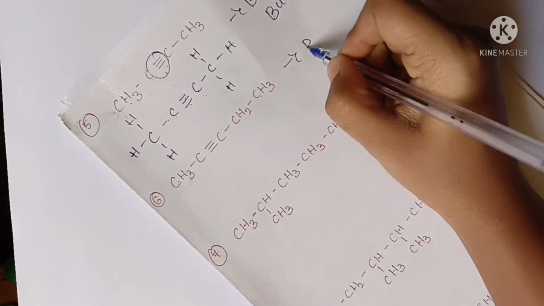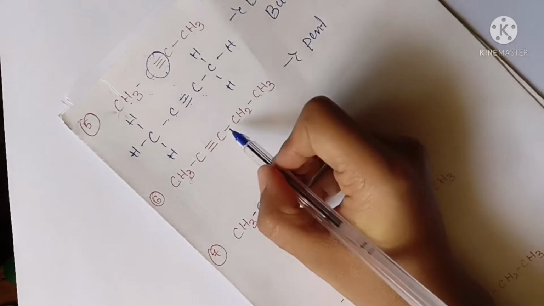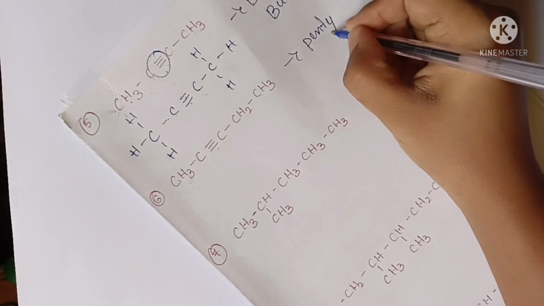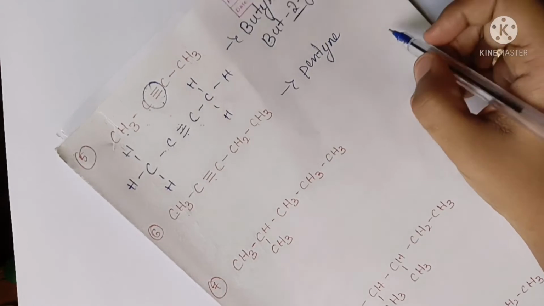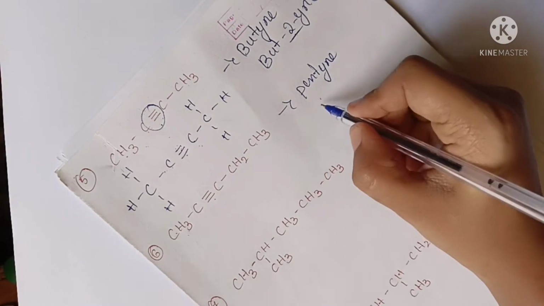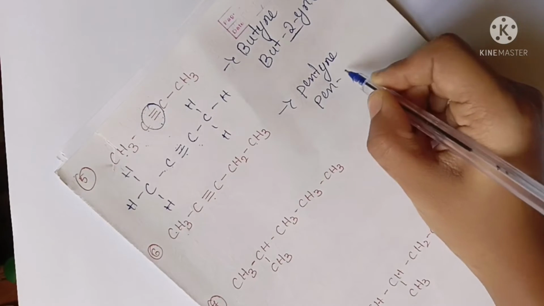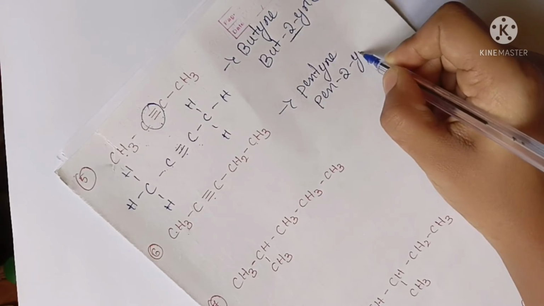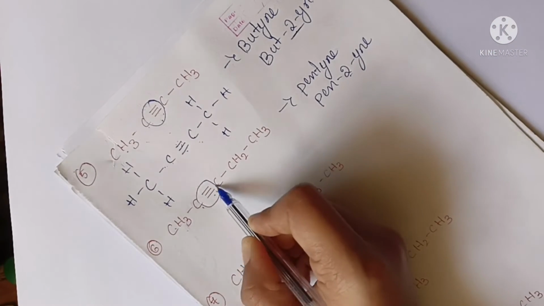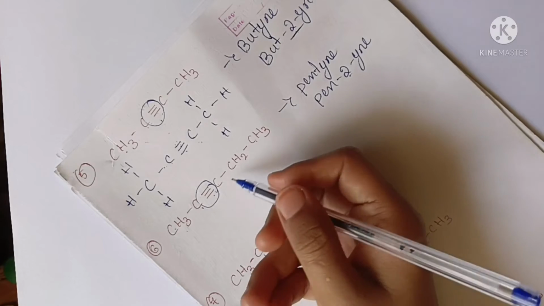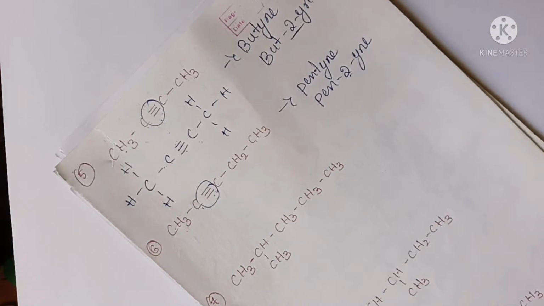Okay, this is how. Next one, sixth example: 1, 2, 3, 4, 5 carbons are there, so we are going to mention it as pent. There is a triple bond here, so "yne". Triple bond means "yne". So we can write it as pent-2-yne. The 2 says that for the second carbon we have the triple bond. No need to expand, you can expand it for yourself.